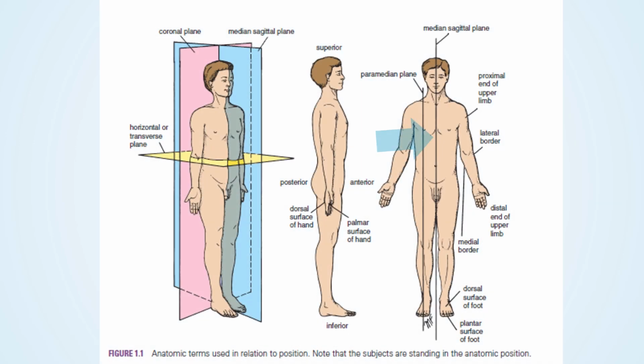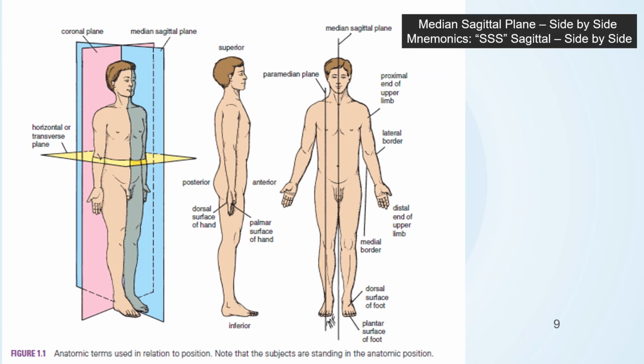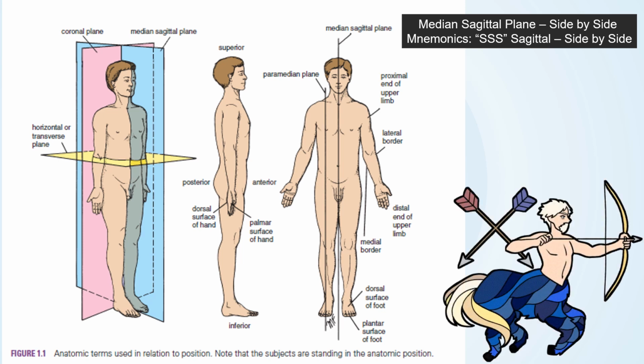For clarification, the sagittal plane is also known as the median plane or the medial sagittal plane, the one that was described as a vertical plane passing through the center of the body, dividing it into equal right and left halves. Remember the mnemonic SSS: sagittal, side by side. Or you can also think of Sagittarius, an archer, and how the archer holds a bow in a sagittal plane.